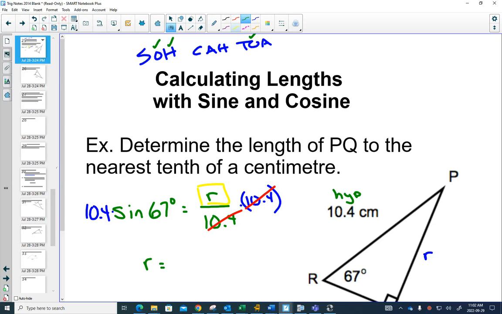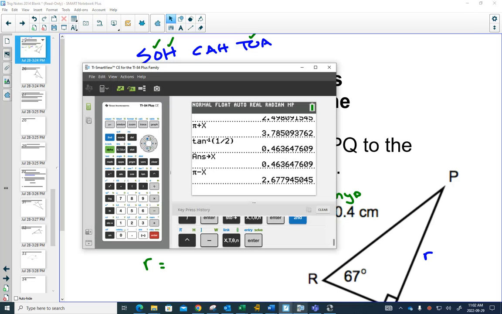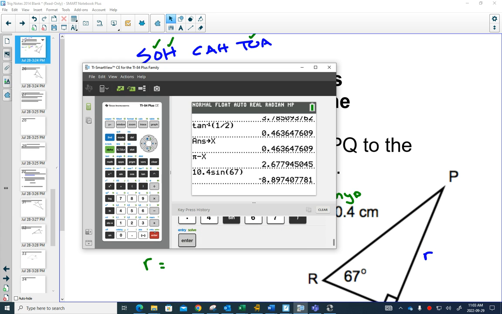And I can go to my calculator and I can type in 10.4 sine of 67. Oh, and I realized just now that if I push enter, I will get a different answer than you will get. Everybody should not get this answer, -8. Why? I am not in degrees.